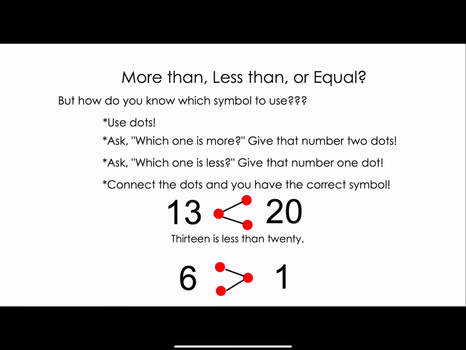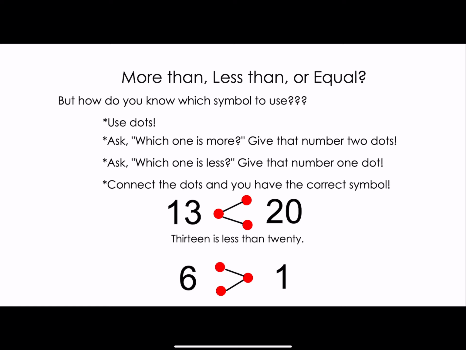But how do you know which symbol to use? Well, we're going to use dots. You're going to ask yourself, which one is more? Whoever has more gets 2 dots. Then you ask yourself, which one is less? And you give that number 1 dot. You connect the dots, and you have the correct symbol. So let's take a look at our example.